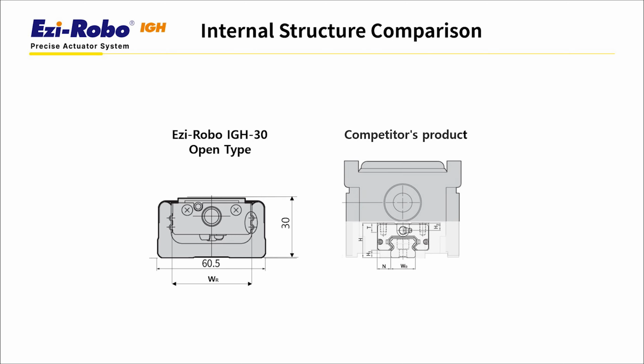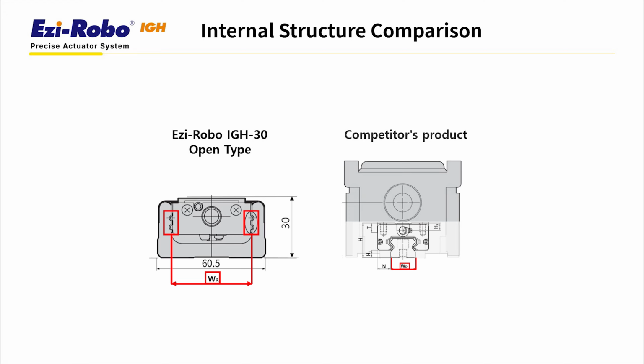The image you see here shows the internal structure of the Ezi-Robo IGH compared to a competitor product. In the Ezi-Robo IGH, the guide rail is integrated into the body itself, whereas the competitor uses a standard LM guide. Due to the height difference caused by the LM guide's installation structure, the Ezi-Robo IGH achieves a lower overall height. Also, the guide rail width of the FASTECH Ezi-Robo IGH is wider, which allows for greater vertical load capacity.